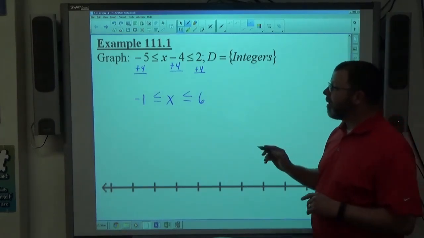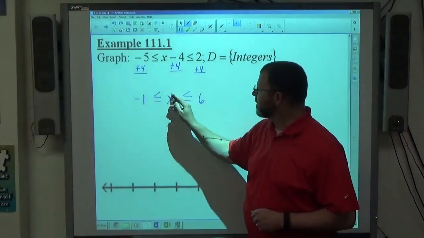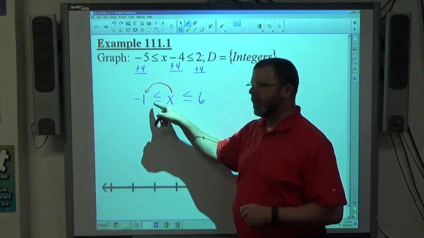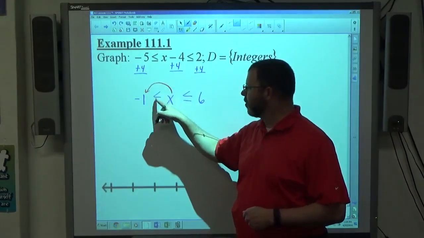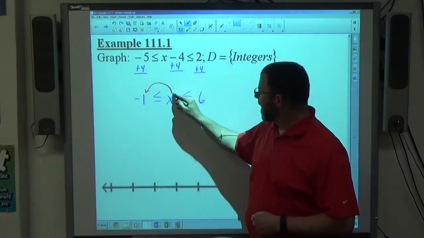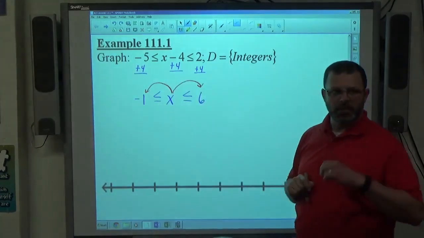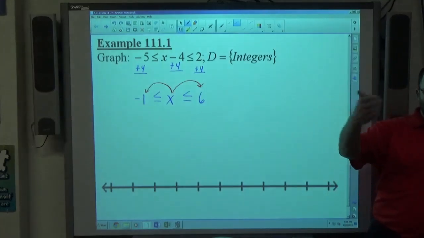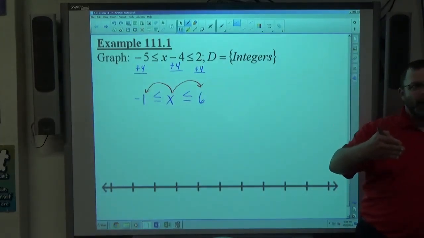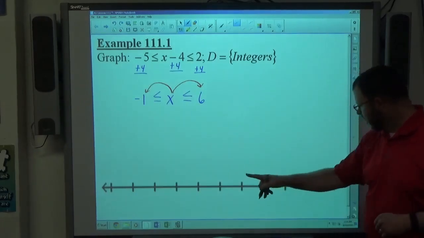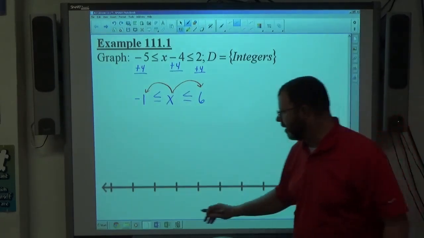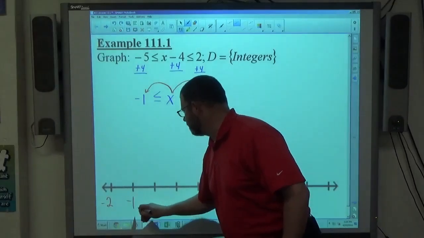If I'm reading it from x to the number, this says x is greater than or equal to -1. Even though it's a less than symbol, if I'm reading from x to the number, x is greater than or equal to -1. This says x is less than or equal to +6. So I'm looking for numbers greater than -1 going this way, and less than +6 going that way, and I got to stay within those boundaries. So when I put my numbers on my number line, I want to make sure -1 and 6 show up.